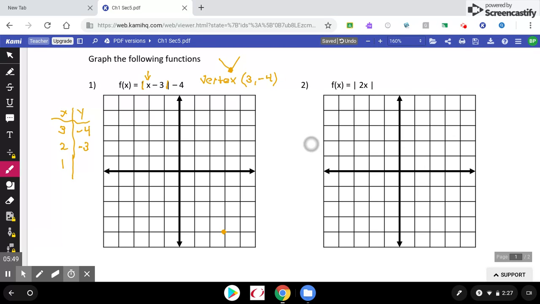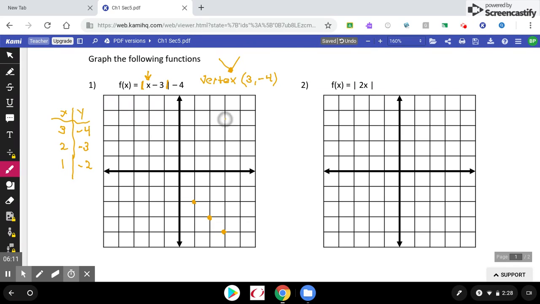So let's try the 1. I plug a 1 in. 1 minus 3 is negative 2. Absolute value of negative 2 is 2. 2 minus 4 is negative 2. So let's plot those guys. So 2, negative 3, that goes right here. 1, negative 2 goes here.